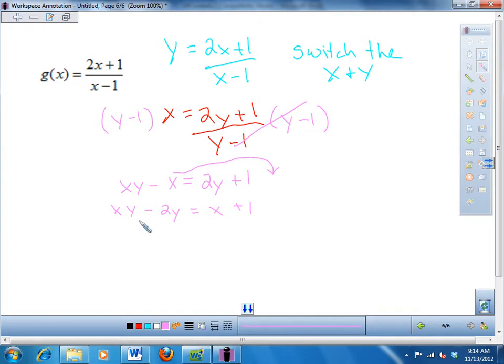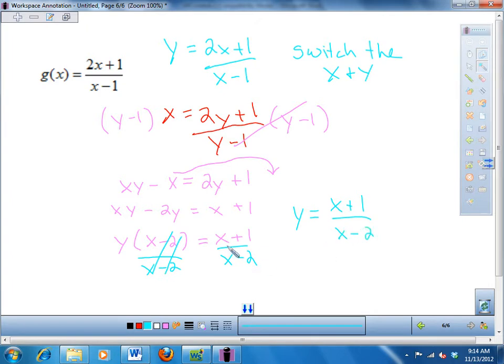Now what I could do is pull out a y from both of these terms. So y times x minus 2 equals x plus 1. And now what could I do? Divide by x minus 2. So now I divide by x minus 2, divide by x minus 2, and this goes away, right? And I have y equals x plus 1 over x minus 2. And that should be my inverse.